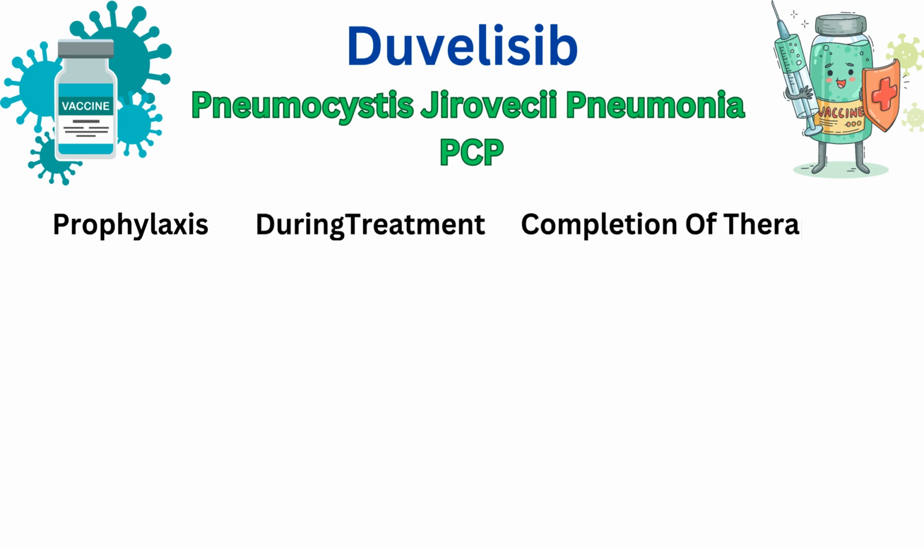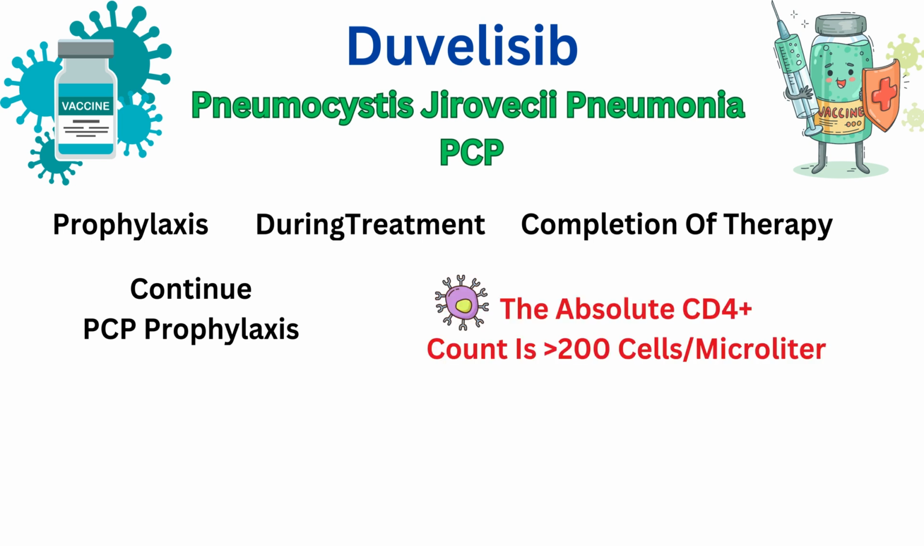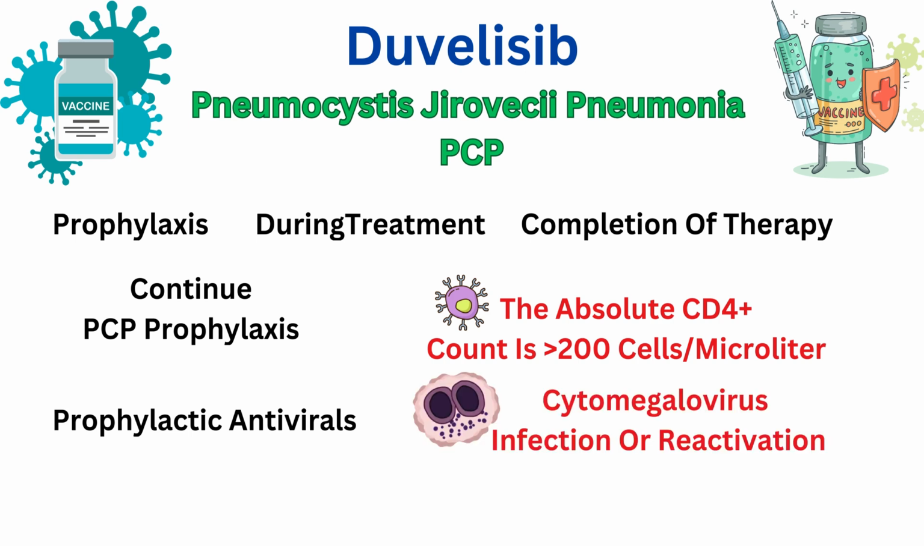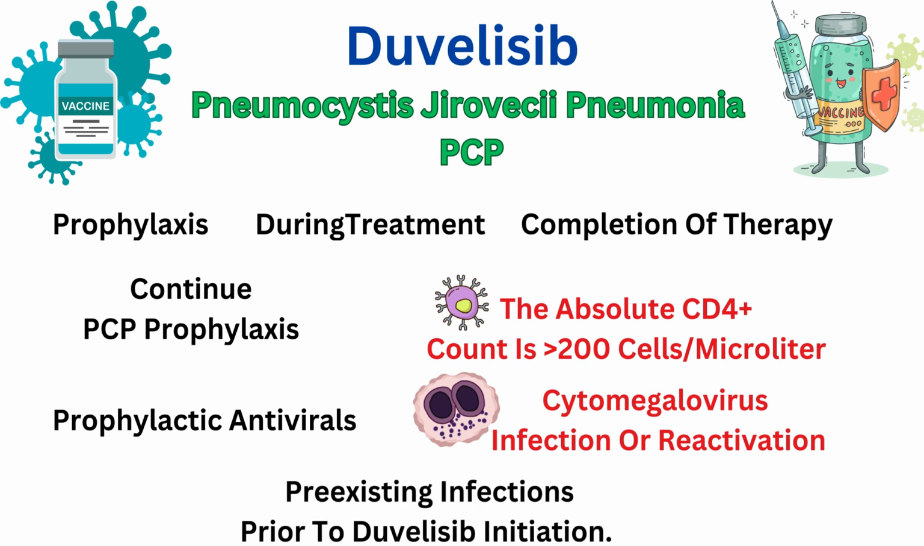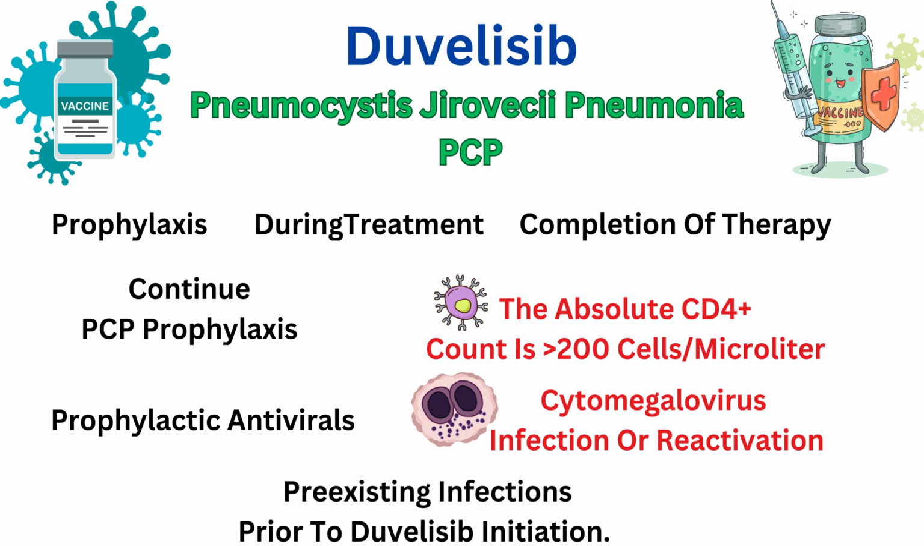After completion of the therapy, continue PCP prophylaxis until the absolute CD4 plus count is more than 200 cells per microliter. Consider providing prophylactic antivirals during Duvelisib treatment to prevent cytomegalovirus infection or reactivation. Treat pre-existing infections prior to Duvelisib initiation.